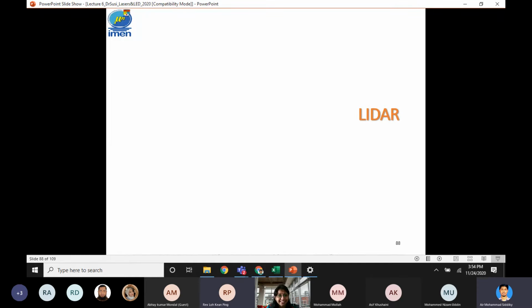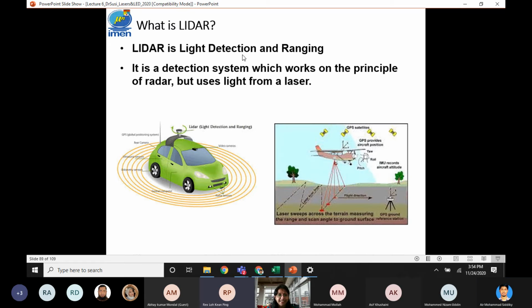So we move on to LiDAR. LiDAR is light detection and ranging. It is a detection system which works on the principle of radar, but it uses light from a laser. If you know Google Maps, if you have seen the car going around, basically it's using LiDAR. It sends out light and receives back light to get images of the area. Sometimes when you go to Google Maps, you can see images of certain places. So all these images are loaded back, mainly using LiDAR technology.